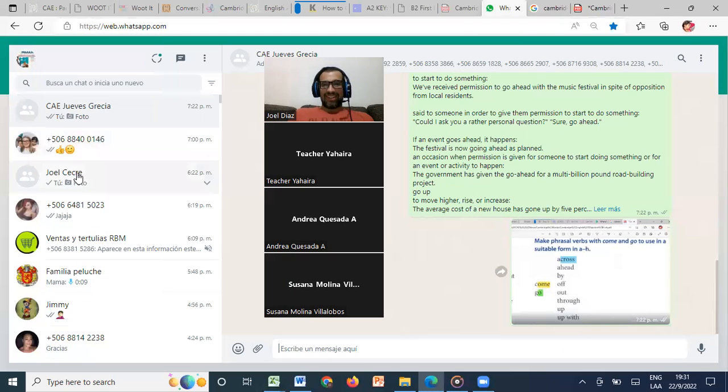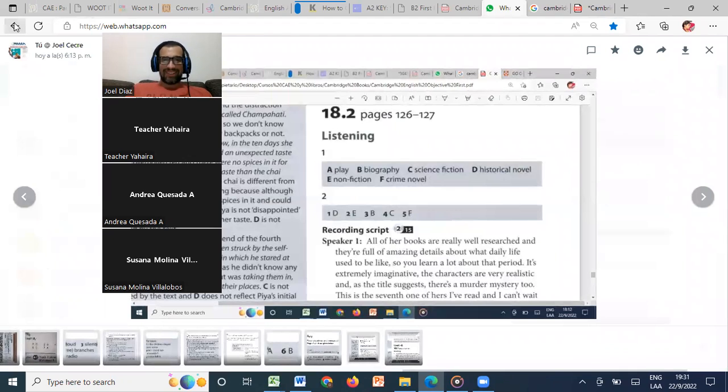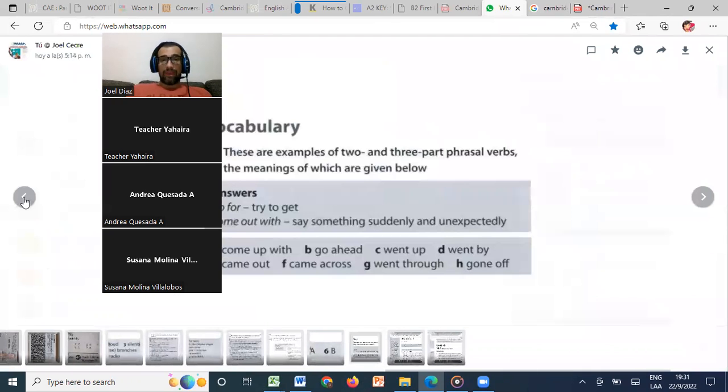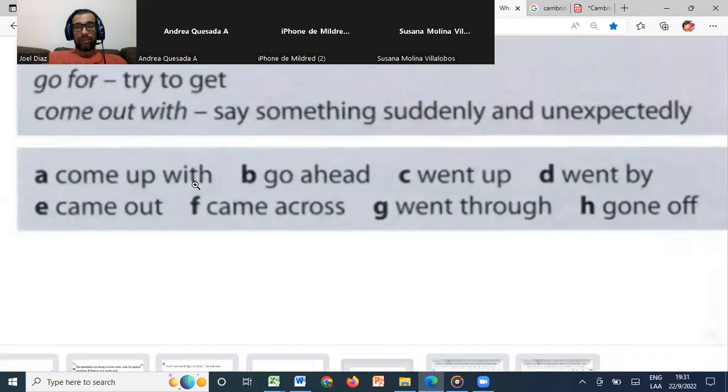Let's check the answers. Actually, I have them here. Give me a second. I have them, yeah, here. So please check them. Now A will be come up with, B go ahead, C went up in the past, D went by, E came out in the past also, F came across, G went through, and H gone off. So please check the answers to see how it went.